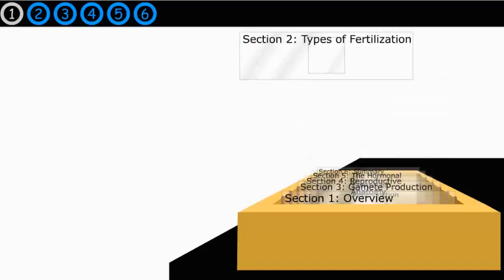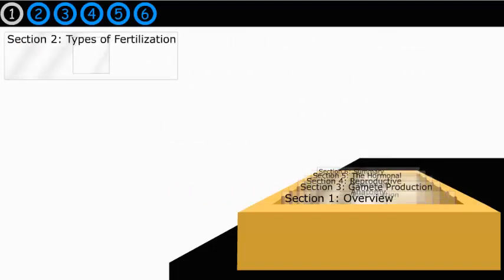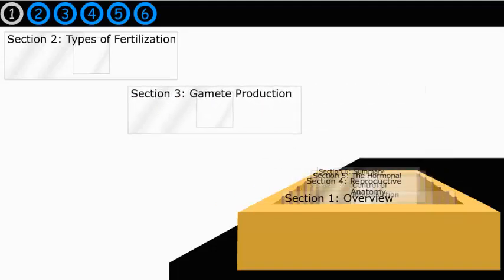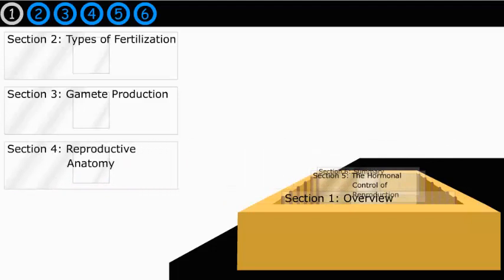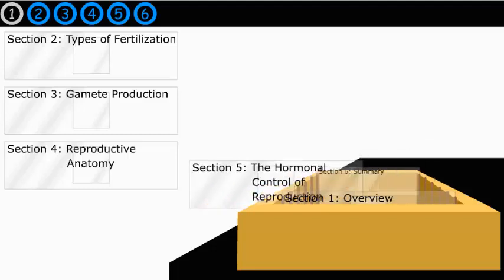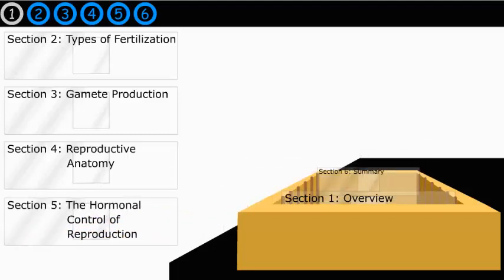Sexual reproduction involves a number of processes that we'll look at in this activity. First, we'll examine the different types of fertilization that ensure union of the egg and sperm. Next, we'll see how the gametes themselves are produced in specialized organs. We'll then go on to see how the male and female reproductive systems are designed to promote successful fertilization. Finally, we'll explore the hormonal control of reproduction in both males and females.